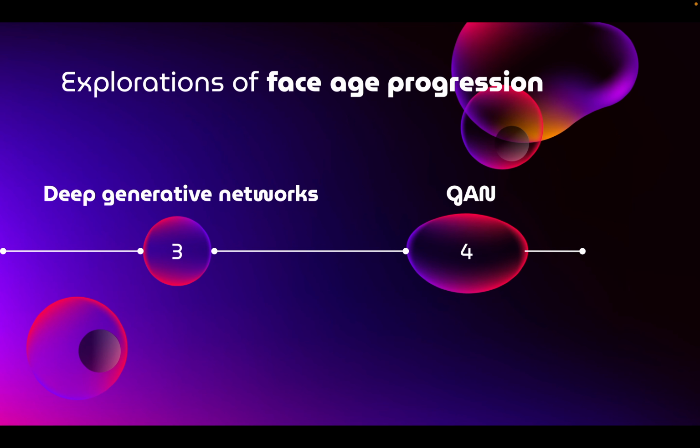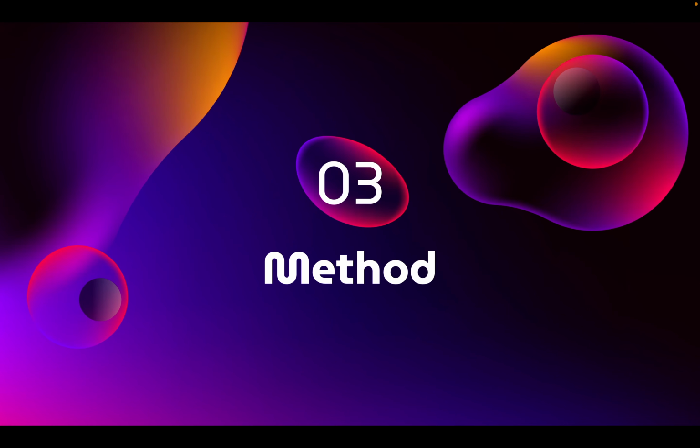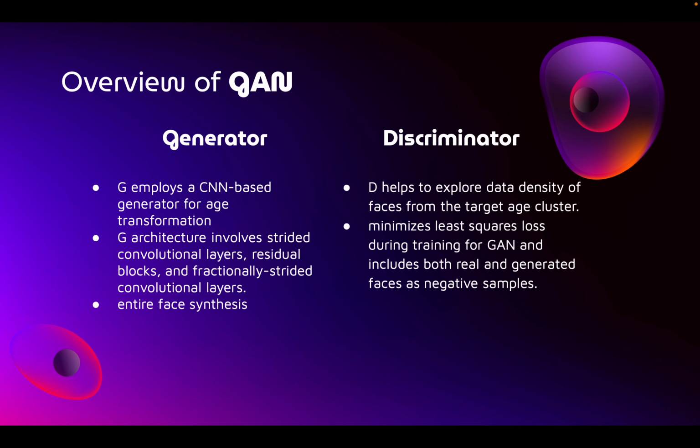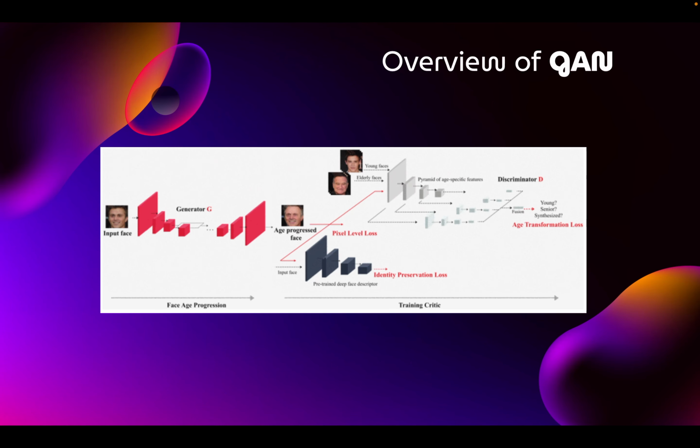And now we're going to talk about the GAN method that outperforms all previous methods. So GAN has a generator and discriminator parts. And I'll move to the slide with the image that demonstrates the whole process. The generator, or G, employs a CNN-based generator for age transformation. The generator involves strided convolutional layers, residual blocks, and fractionally strided convolutional layers. The emphasis is on entire face synthesis that leverages convolutional kernels and instance normalization.